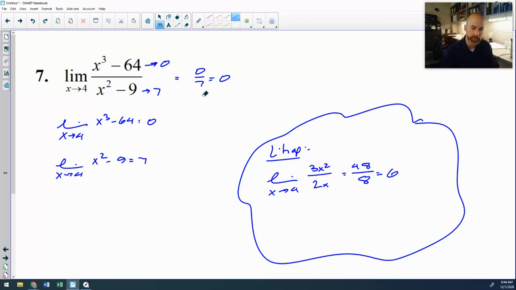And L'Hopital's rule would make you think the answer is 6. However, the true answer is 0. This was not an indeterminate form. So you do not use L'Hopital's rule if your original limit is not indeterminate. And please remember that. So there is your basics of L'Hopital's rule.